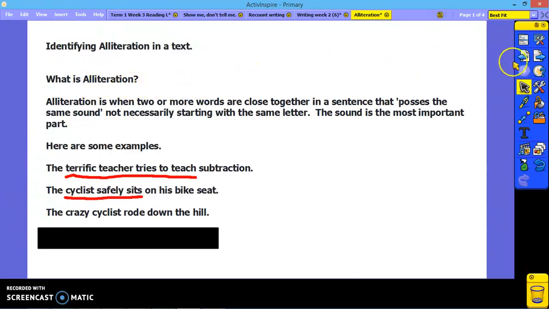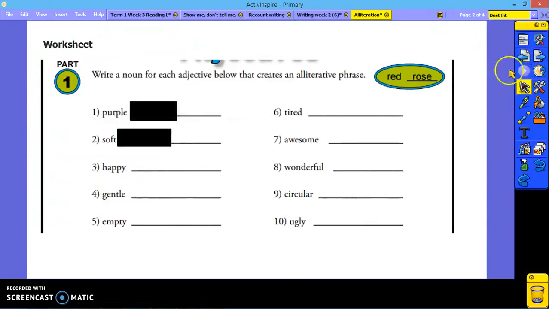Okay, so now you've got your worksheet. Here's the first question. It says, write a noun for each adjective below that creates an alliterative phrase. So we've got purple, soft, happy, gentle, empathy, tired, awesome, wonderful, circular, ugly. They're all our adjectives. Now we need to write a noun following that to make an alliteration. So come up with one in your head and then I'll show you what I've got.